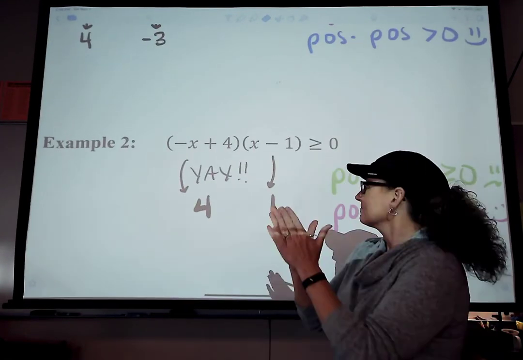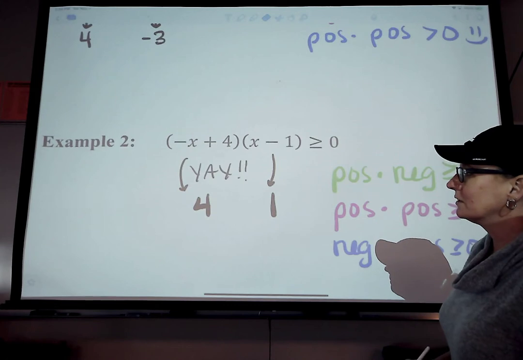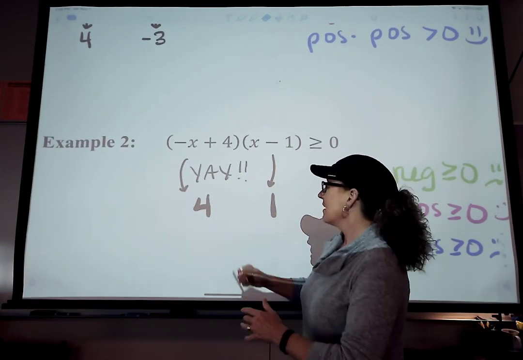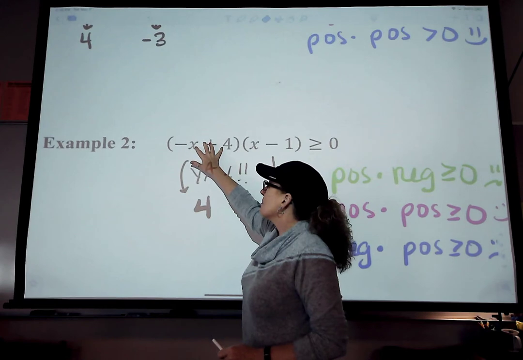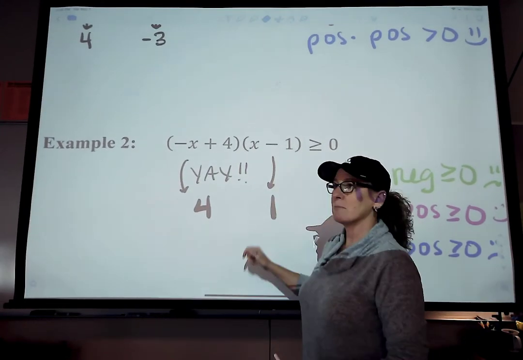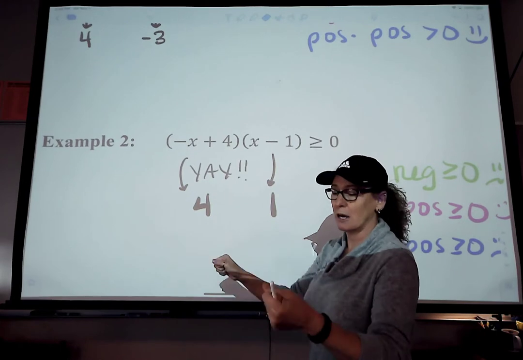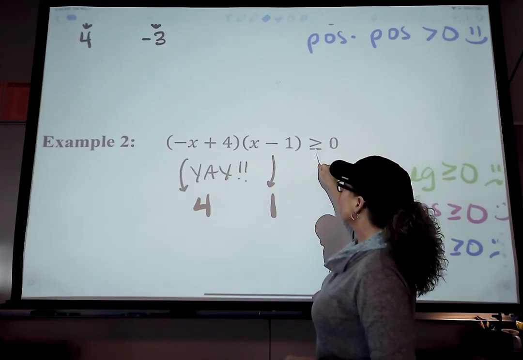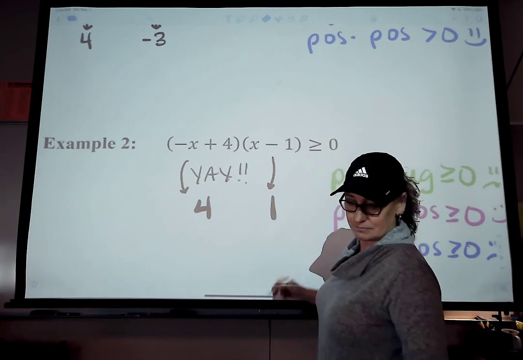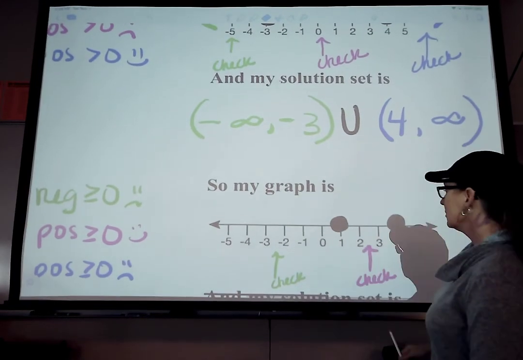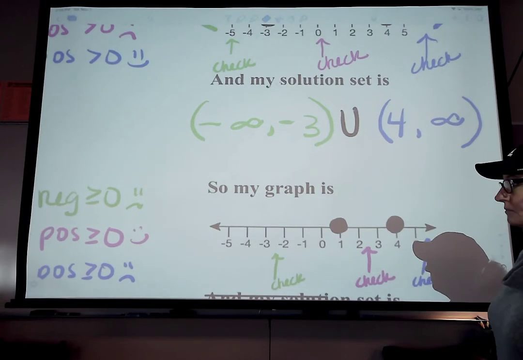Next one. Oh, it's already been factored for us. Woohoo! Already set equals 0. It's already factored. So the numbers that jump into my head are x could be 4, negative 1. These are the two numbers that you need to put on your number line and color them in. So I colored in 1 and I colored in 4.